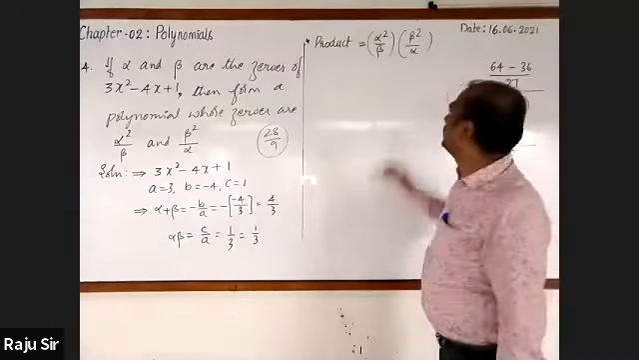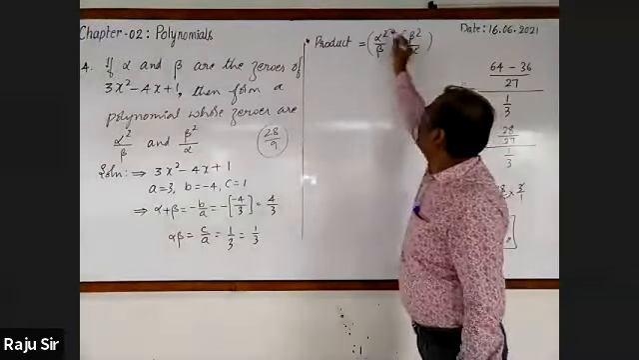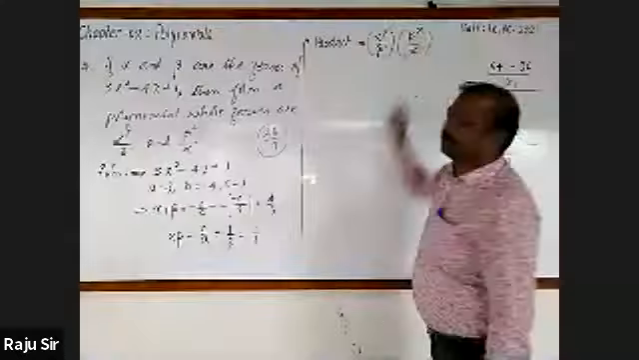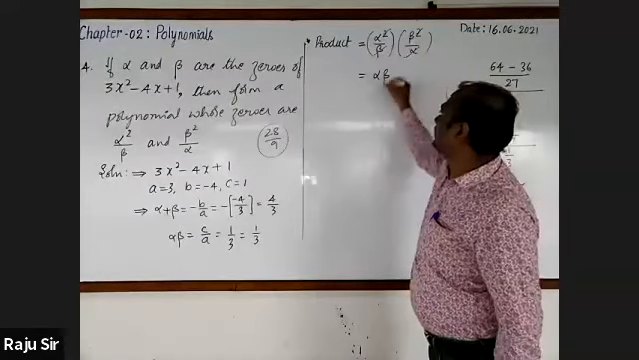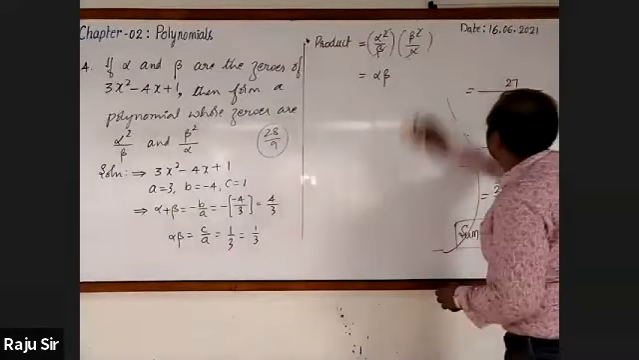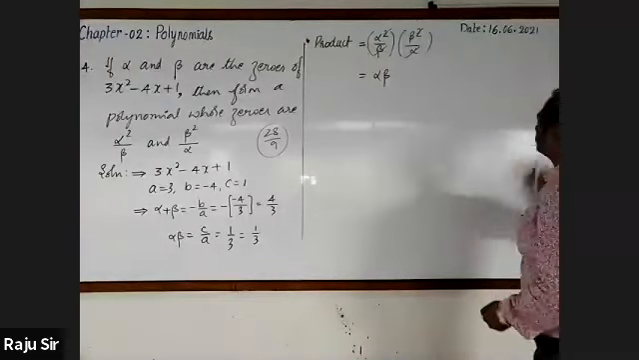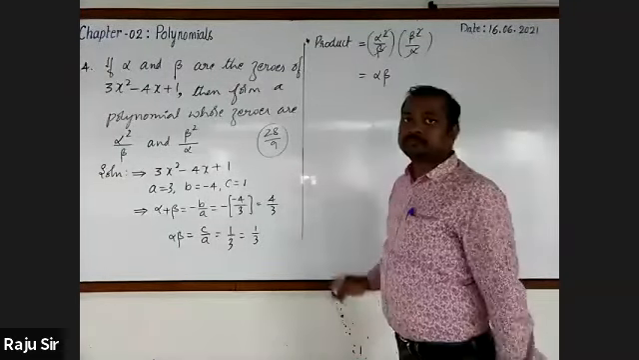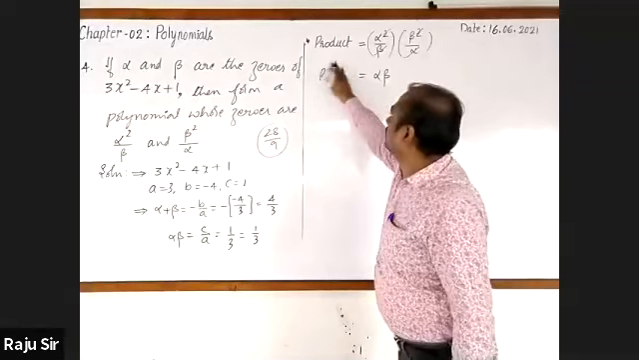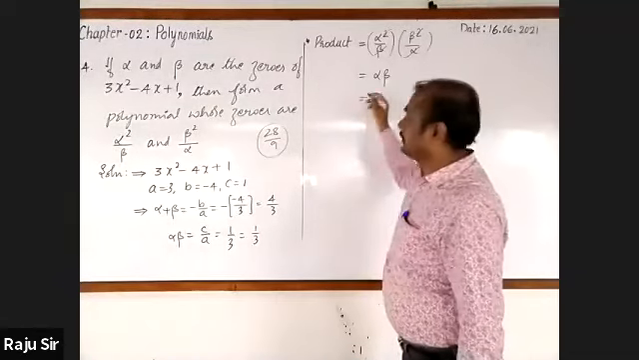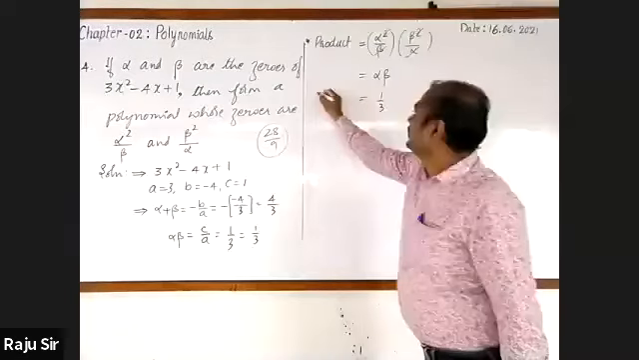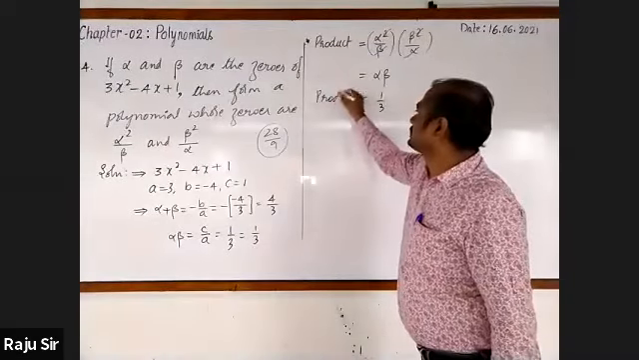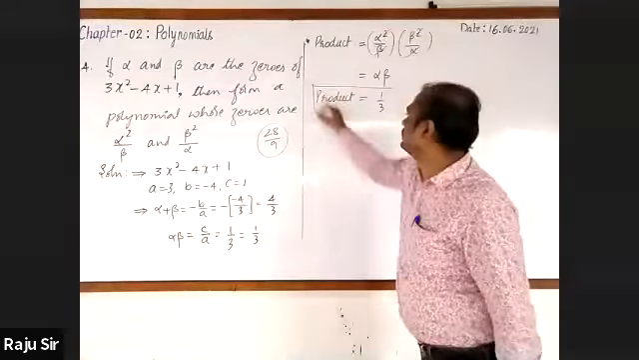See how simple it is. Here alpha gets cancelled, beta gets cancelled. Remaining is alpha into beta. Now we got the product. Alpha beta is 1 by 3. So the product of the new zeros is 1 by 3.